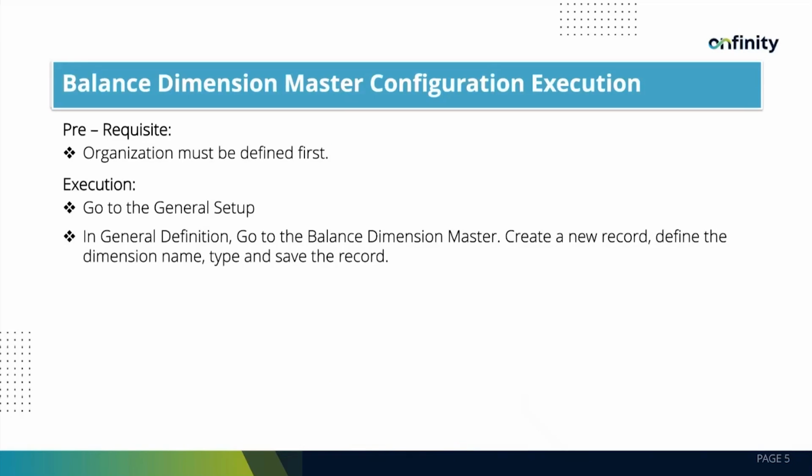Follow these steps. Open General Setup. Under General Definition, select Balance Dimension Master. Click on Create New to add a fresh record. Create a name as Assignment Default Run, Year to Date, and Inception to Date, and select the balance type from the predefined value. Click Save the record. Now, let's switch to the system and go through each of these steps in detail.